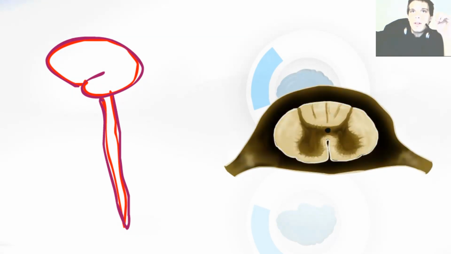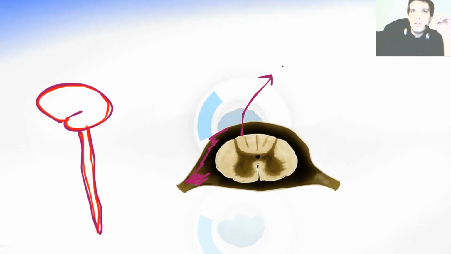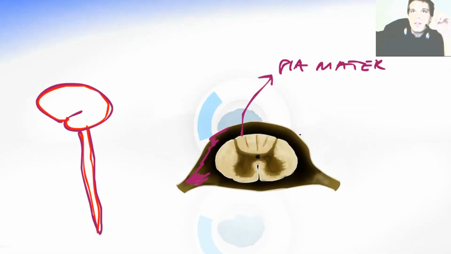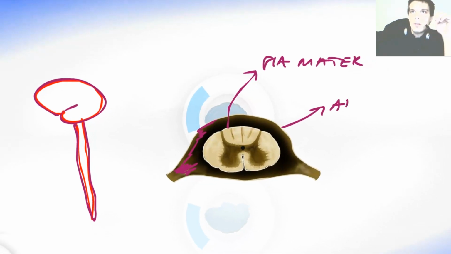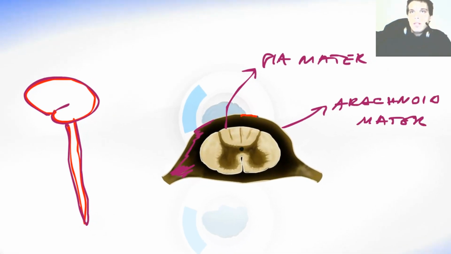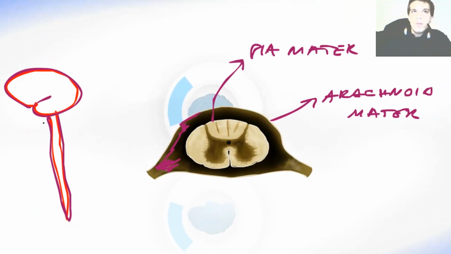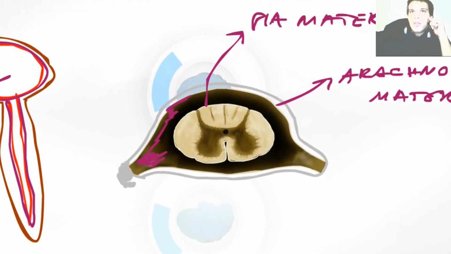Then comes the arachnoid mater. So this is the arachnoid mater, and this over here, this white thing, was the pia mater. And this other thing was arachnoid mater. This cavity between the arachnoid mater and the pia mater is called the subarachnoid cavity. So here we have the arachnoid mater. And now comes the dura mater.